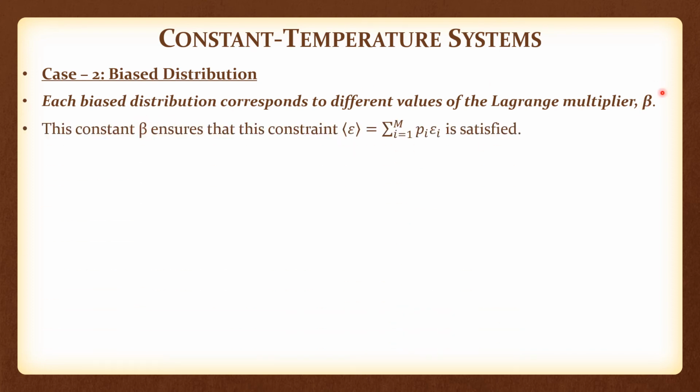What is this constant, the Lagrange multiplier? This ensures that my expected value of the score, 1 or 2 or 3 or 4, whatever, the average value, that is simply the sum of pi epsilon i, is satisfied subject to these probabilities. I should have put a star here. Subject to these probabilities, in other words, subject to the biased distribution, what would be my average value of that epsilon that I am going to see.